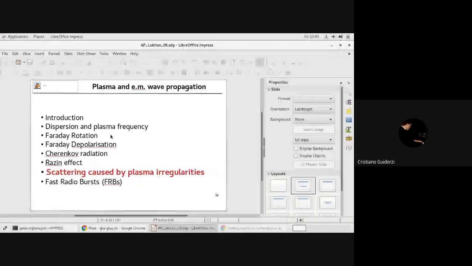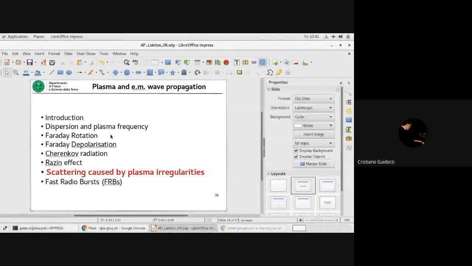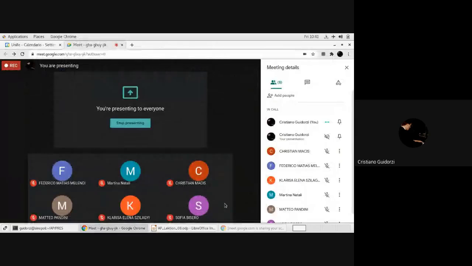Questions? And then we will make a fair example of fast radio bursts, which is a very hot topic in current research.